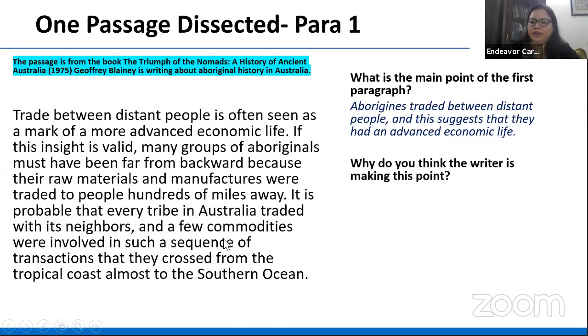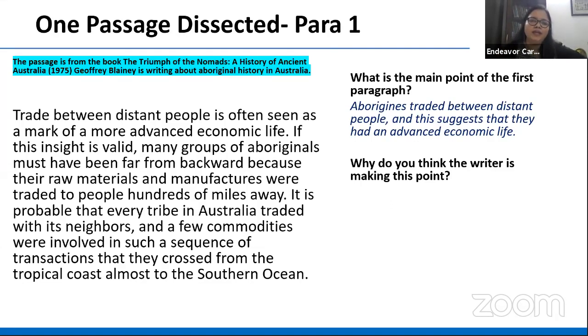Next. Why do you think the author is making this point? Once again, the purpose. Why? You will not find it explicitly stated, not given. You'll have to infer that. Why is he saying this? What is he trying to establish? He's saying that aborigines were advanced. And he's trying to say that I am regarding them as advanced by the same parameter that you use to regard other people advanced. I'm not coming up with a different standard or a different parameter. I'm using the same parameter.